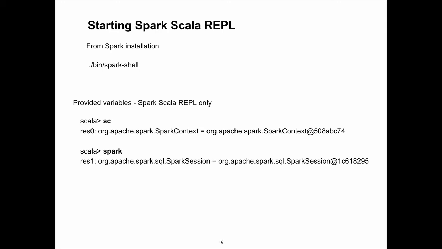And so when we use the Spark Scala REPL, there are 2 built-in variables that they've set up for us. One is sc, which is the Spark context, right? Remember, that's the entry point if you're using RDDs. And then there's spark, which is the Spark session, right? So they create those for us and we can start using them.